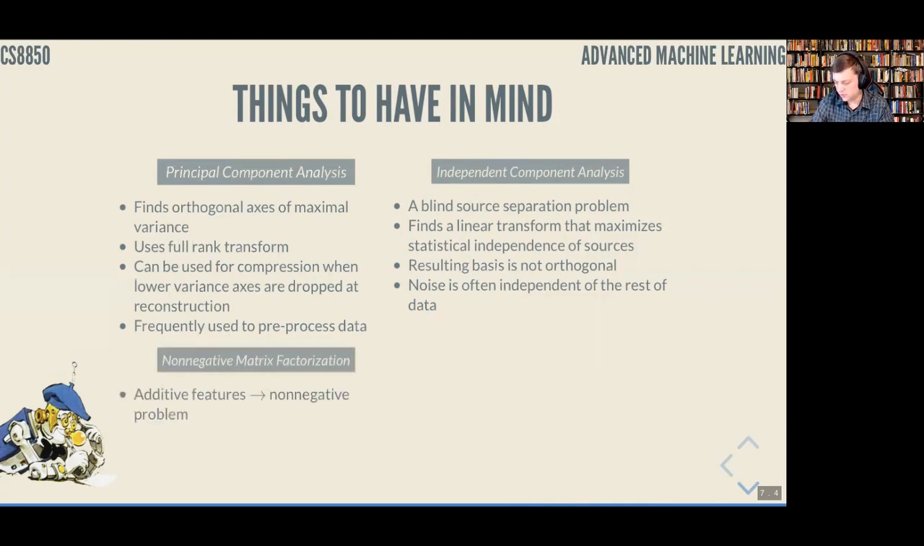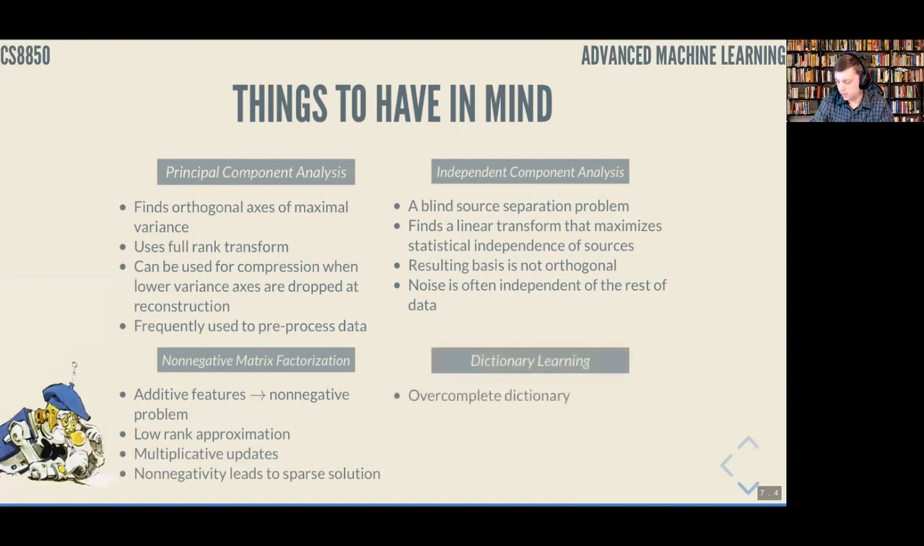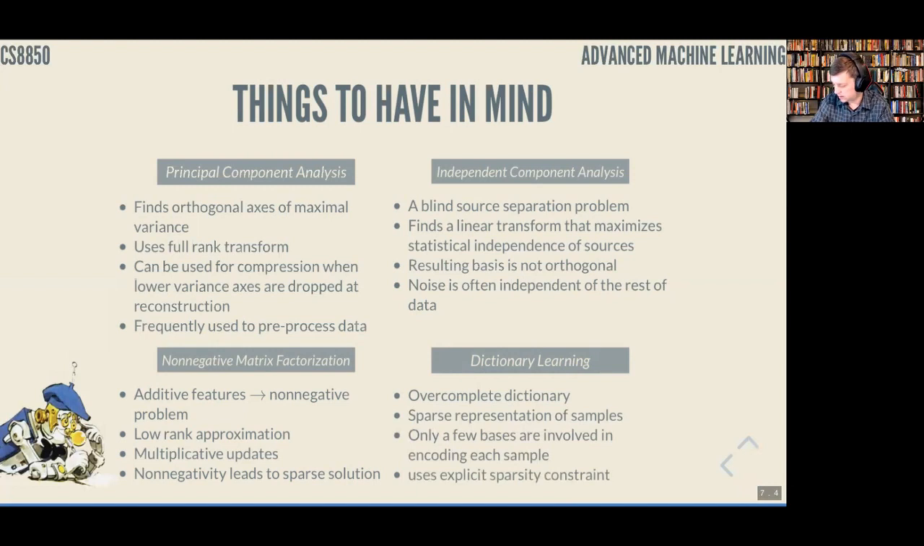Non-negative matrix factorization. Additive features lead to a non-negative problem. Low rank approximation, multiplicative updates. Multiplicative updates is a beautiful idea. I don't know, I love it. Non-negativity leads to sparse solutions. So dictionary learning: overcomplete dictionary, sparse representation of samples. Only a few bases are involved in encoding a sample. I'm just repeating myself, but anyways, it uses an explicit sparsity constraint. Sparse MF does too, but let's say dictionary learning was the original way to do it. Questions?